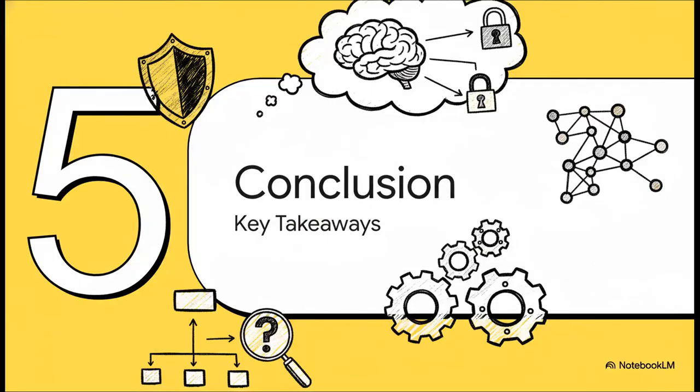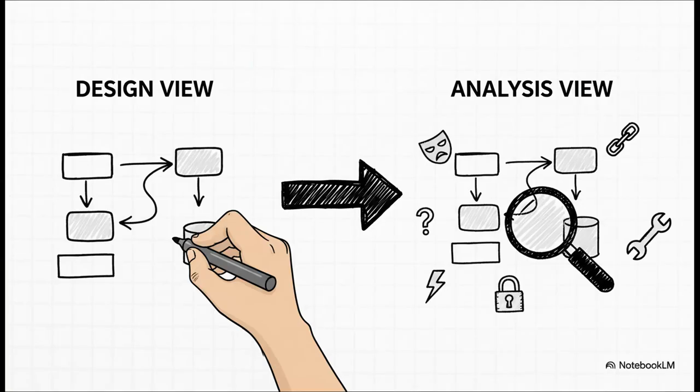And that is a full tour of the STRIDE framework. We've covered a lot, so let's wrap this up by quickly hitting the most important takeaways from this whole explainer. This slide really highlights the two different hats you wear when you're threat modeling. First, you're an architect, working in design view, drawing the map of the system. Then, you put on your detective hat and switch to analysis view, where you systematically use frameworks like STRIDE to hunt for weaknesses in that map.